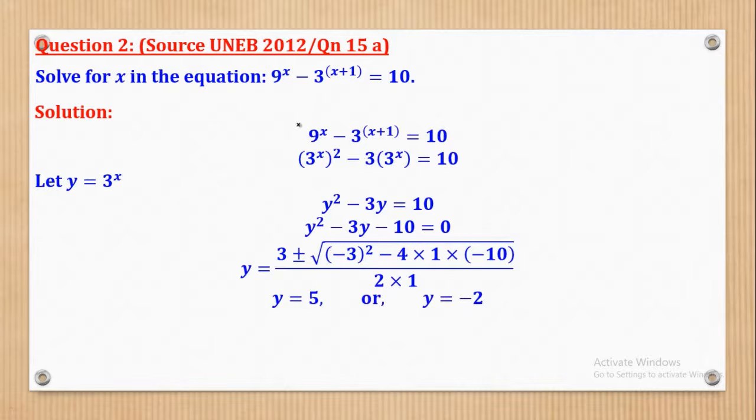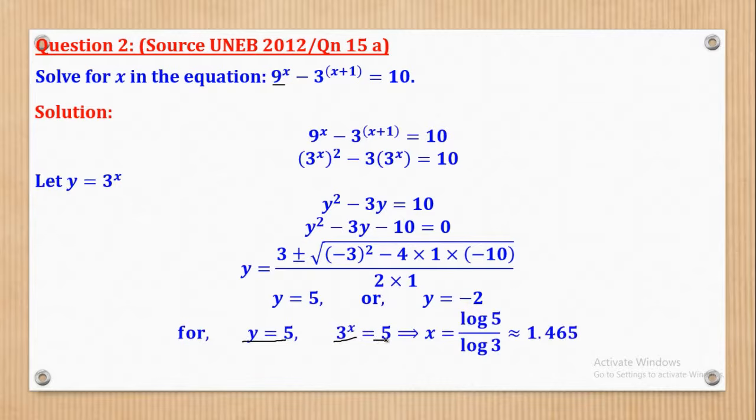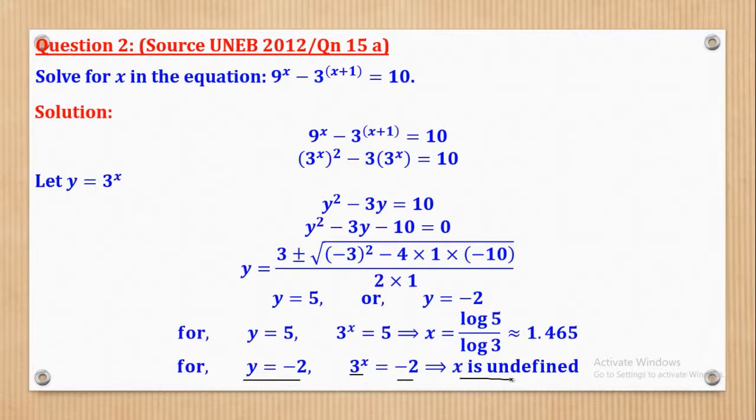But remember, in the question they didn't ask for y, so we have to substitute and get the value of x. So when y is equal to 5, it implies that 3 to the power x is equal to 5. And what does that mean? Here you cannot prime factorize this in terms of 3, therefore you have to use logarithm. Now put log on both sides, you'll come up with x being equal to log 5 over log 3. And when I use a calculator, I'll come up with 1.465. What about when y is equal to negative 2? When y is equal to negative 2, 3 to the power x is equal to negative 2, and that is undefined. So x is undefined.